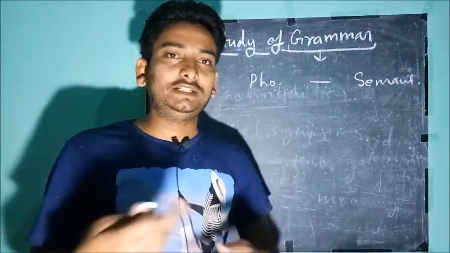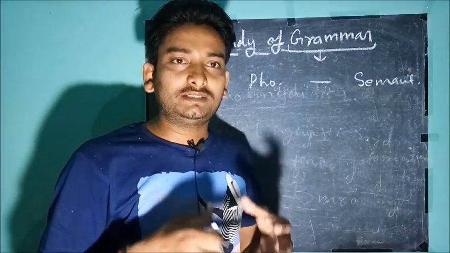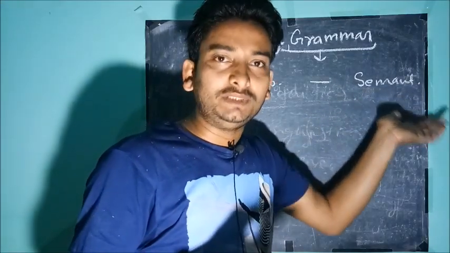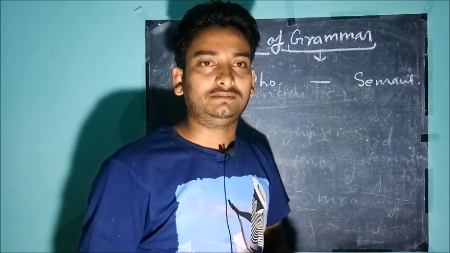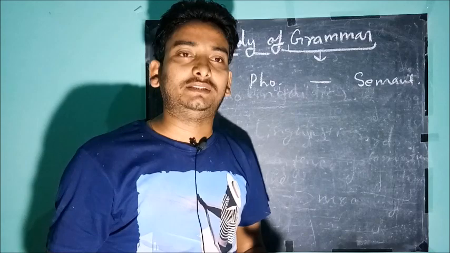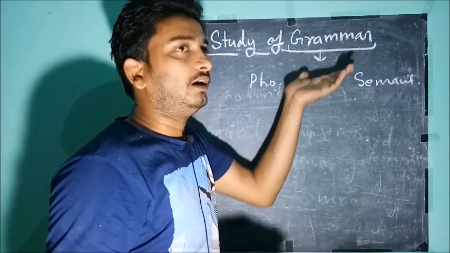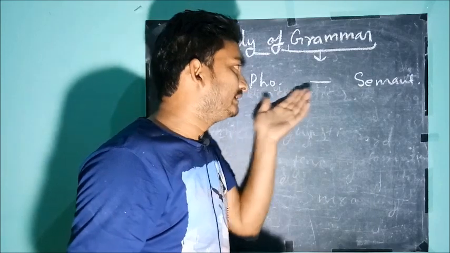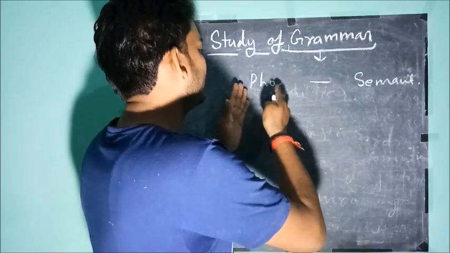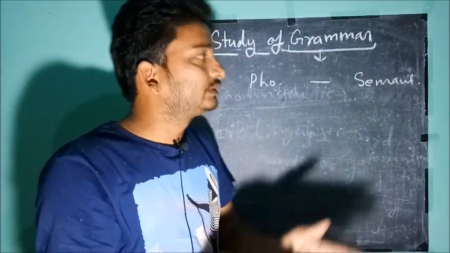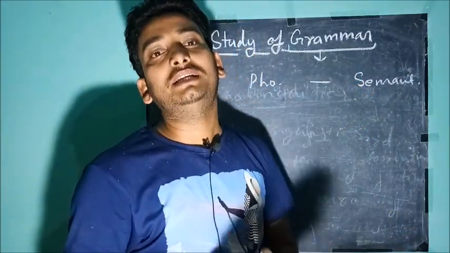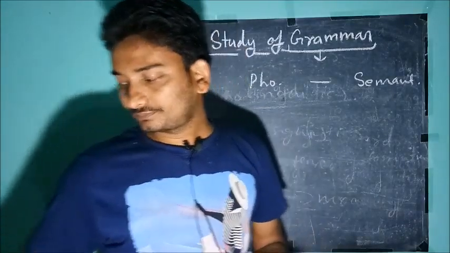Means phonetics is the sound system of language, and semantics is the system of making meaning, and between them grammar works like an operator. Means grammar is an operator between phonetics and semantics. Phonetics means how sounds will give you meaning. It is decided by grammar. Grammar makes it meaningful.